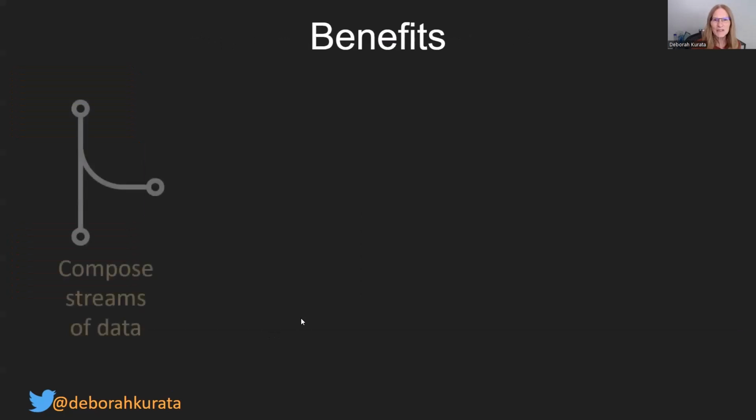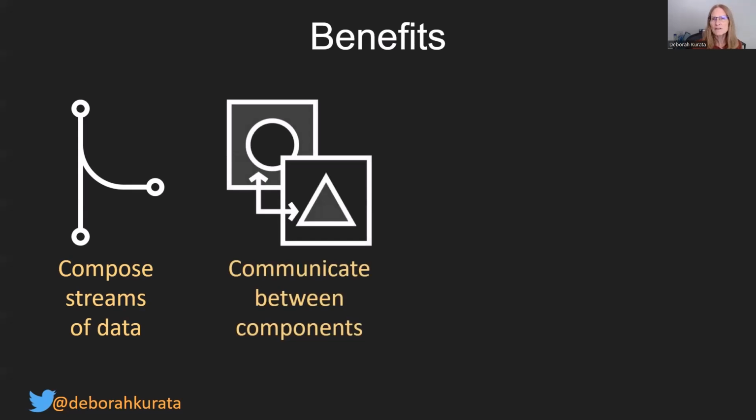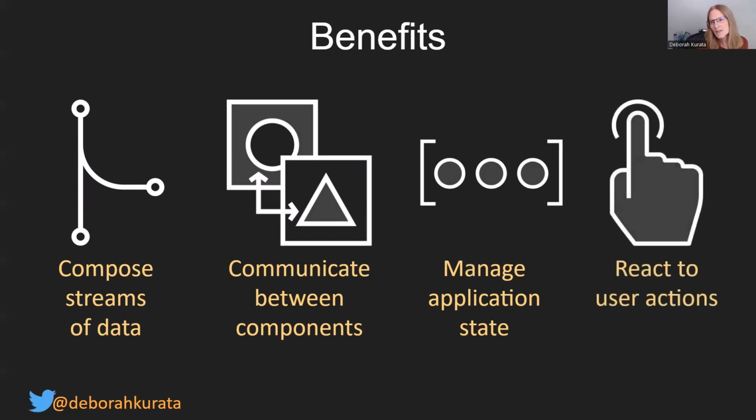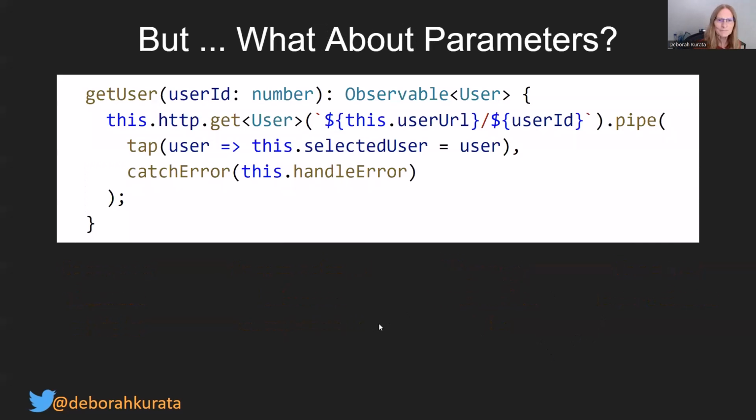Why would we want to do that? Well, we can then compose streams of data. So when we have all of our observables and variables, we can more easily put them together and compose them. We can more easily communicate across the components of our application, and we'll see that in a minute. We can manage application state because we have access to those variables, and we can more easily react to those actions. So as the user does something, we can actually respond to it. And we'll see an example of that as well.